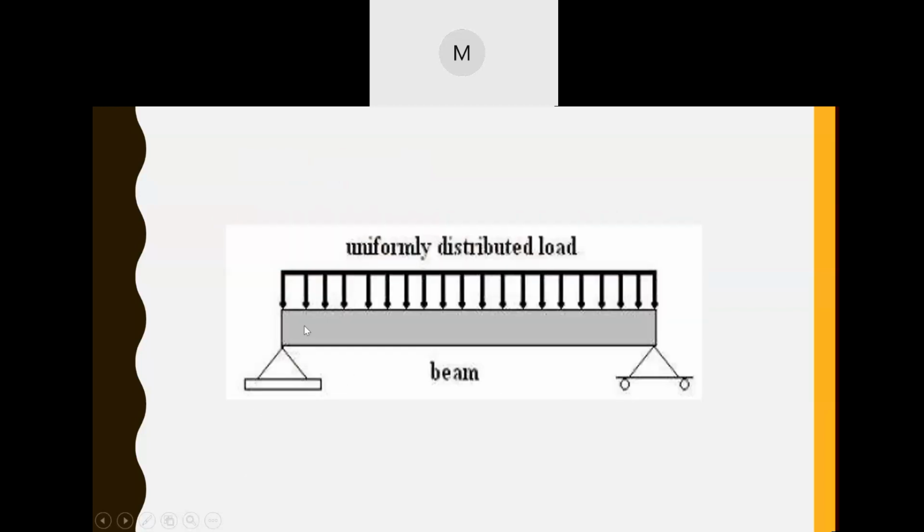Then you have uniformly distributed load, or UDL. We generally call it UDL. This is uniformly distributed load. That means this type of load is distributed over the entire section of the beam. Okay? This is called uniformly distributed load.